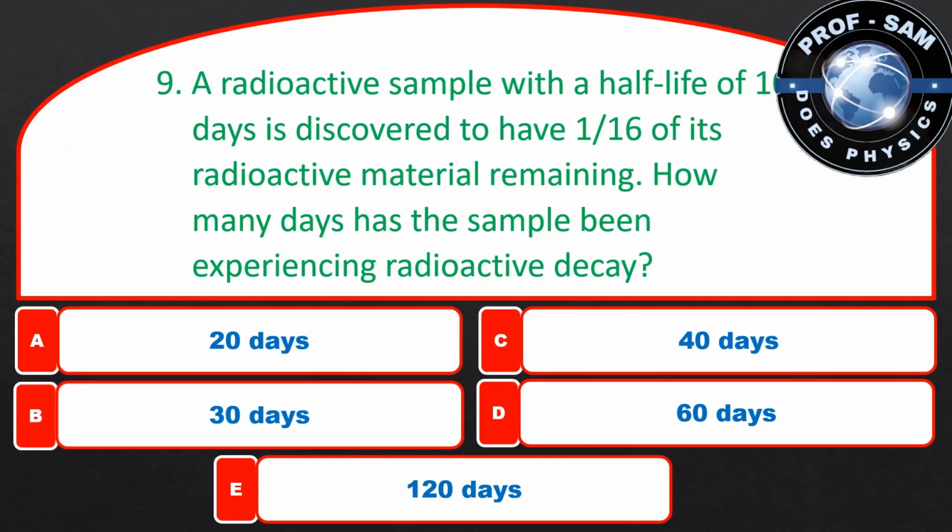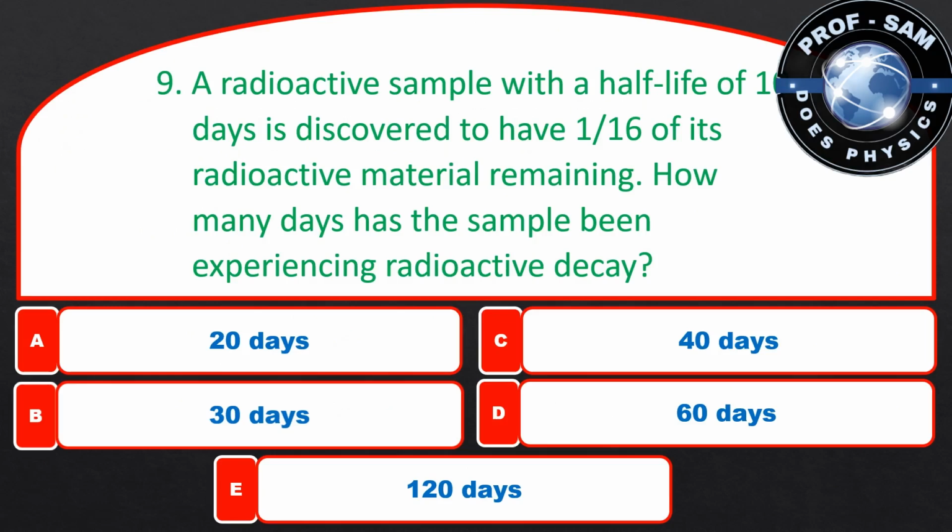A radioactive sample with a half-life of 10 days is discovered to have 1/16 of its radioactive material remaining. How many days has the sample been experiencing radioactive decay? So don't forget, half-life is how long it takes such that half of the quantity will decay and half will remain. So the first half-life will be 10 days. So after 10 days, which is the first half-life, half of the quantity will decay and half will remain.